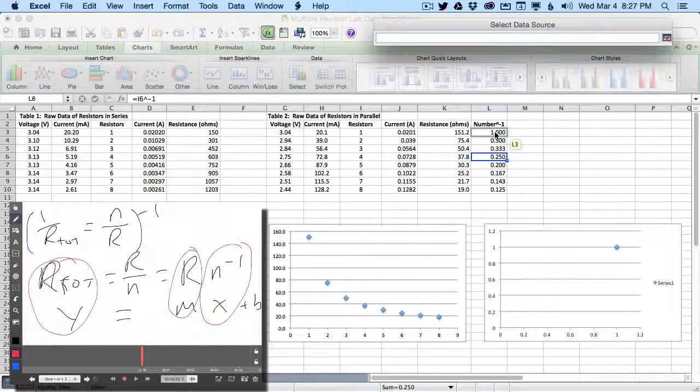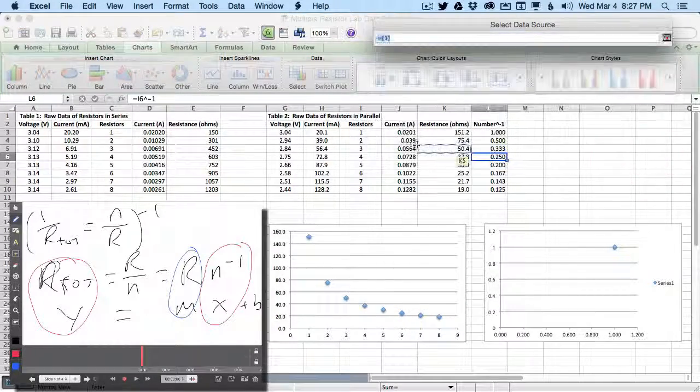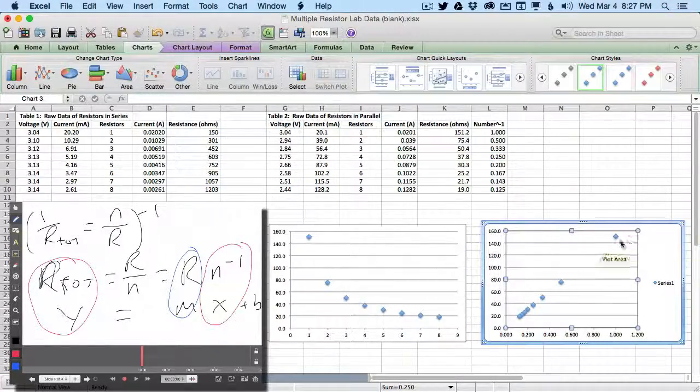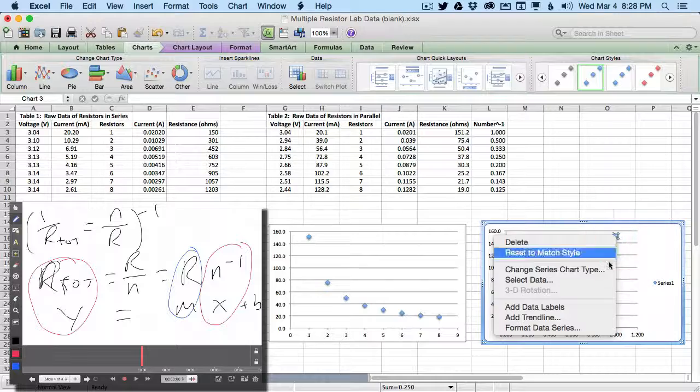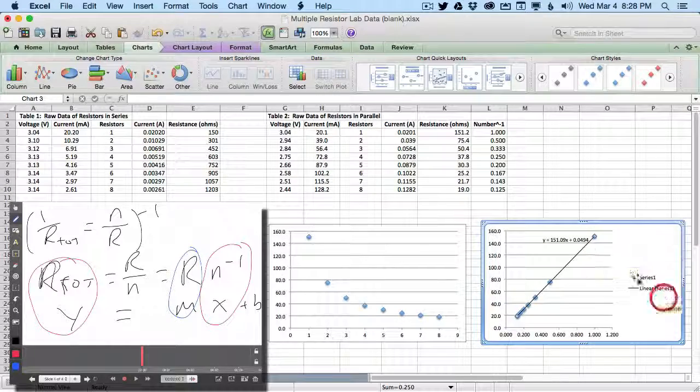On the x-axis, now I want the number of resistors raised to the -1 power, and now I want total resistance for the y. When I do that, I should get a straight line through the origin, and it looks like we do. Now, according to my equation, the slope of this should be the resistance of one resistor, which we had as 150 before. Let's see what happens. We have a linear. Let's show the equation. And wouldn't you know it? Look at that, right about 150.